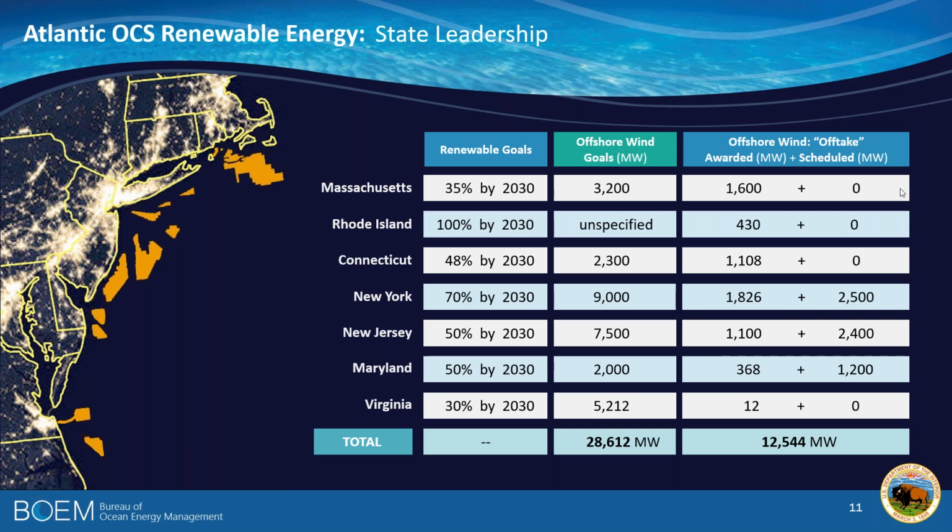We've got 12 megawatts of offtake identified, either awarded or scheduled, and roughly half of that is already awarded. So we're moving along very quickly with a combination of federal activities on the leasing side and state activities on the offtake side.